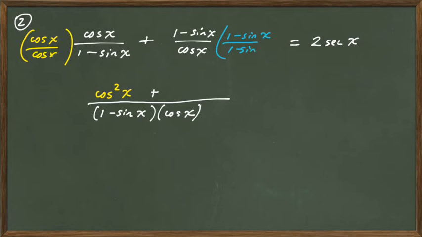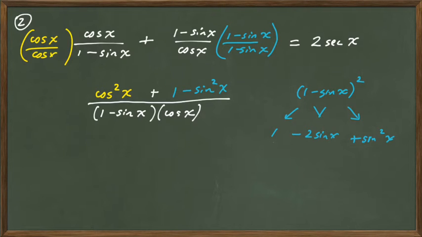1 minus sine. I can't tell you how many people put this. That's not correct. If it's 1 minus sine and it's quantity squared, you square the first. Yes, you square the last, but I think you're totally neglecting the twice the product in the middle. So I don't think it's just 1 minus sine squared. It should be 1 minus 2 sine x plus sine squared.